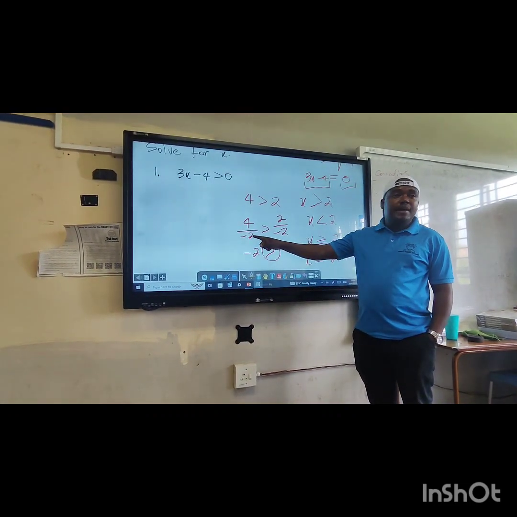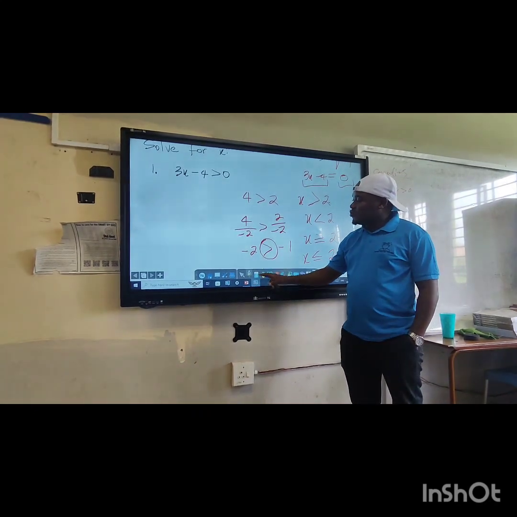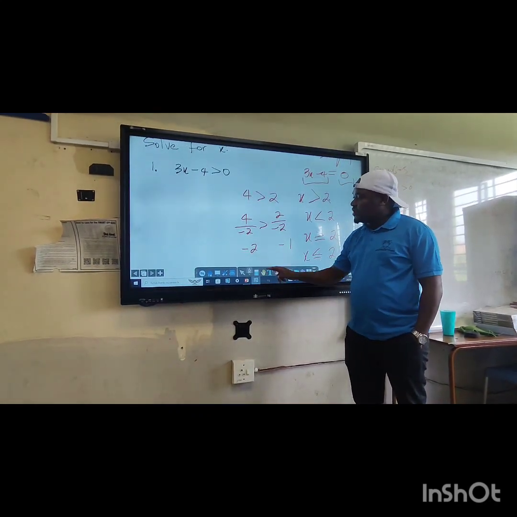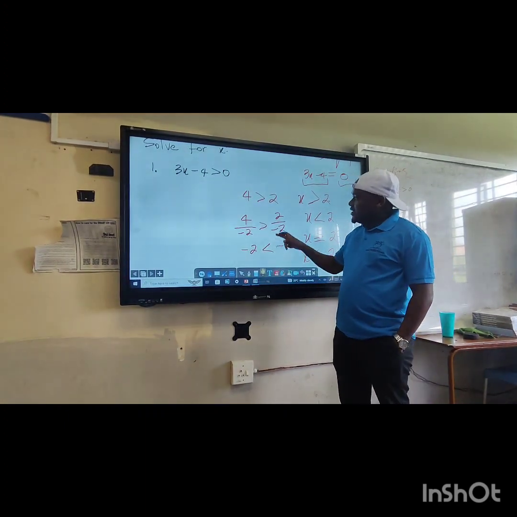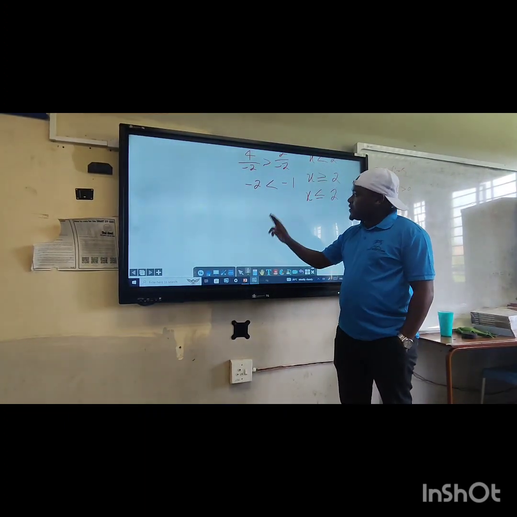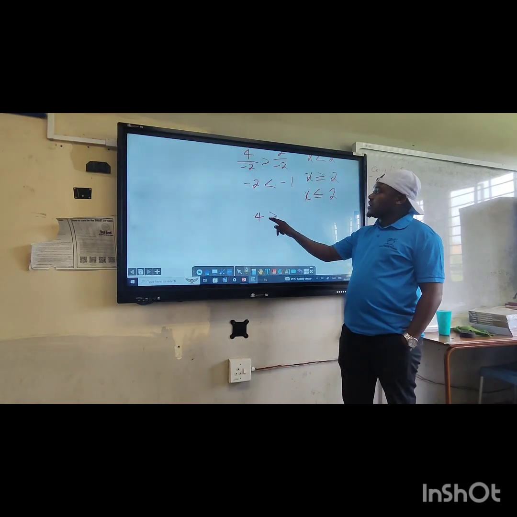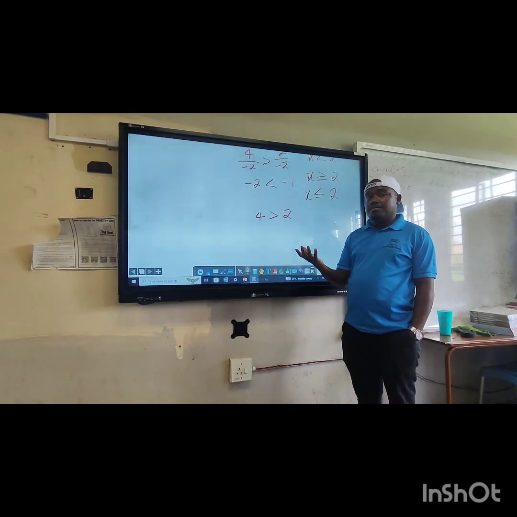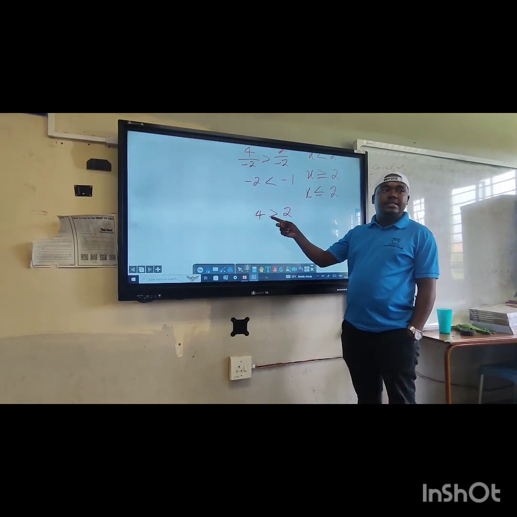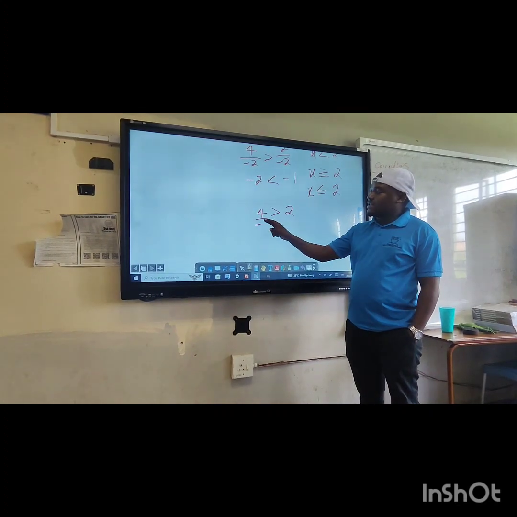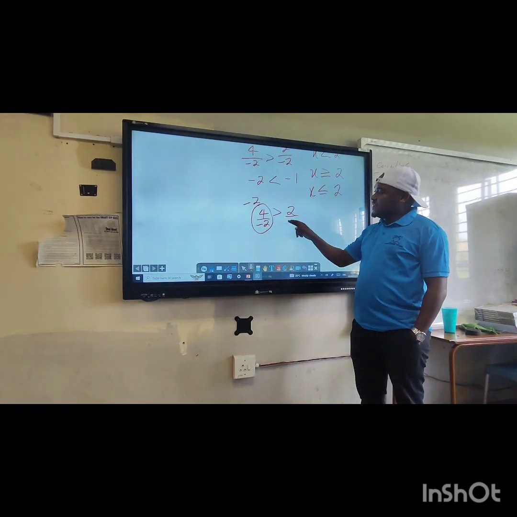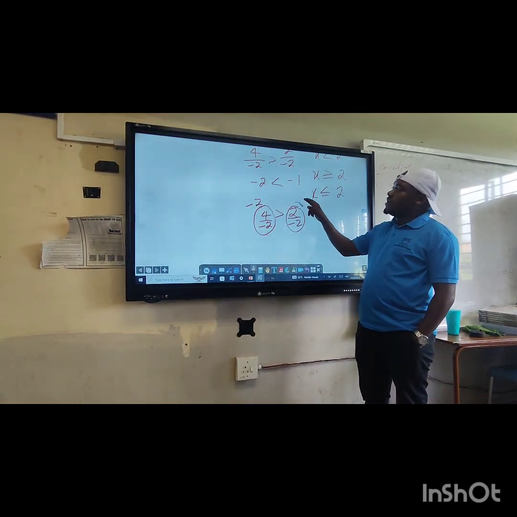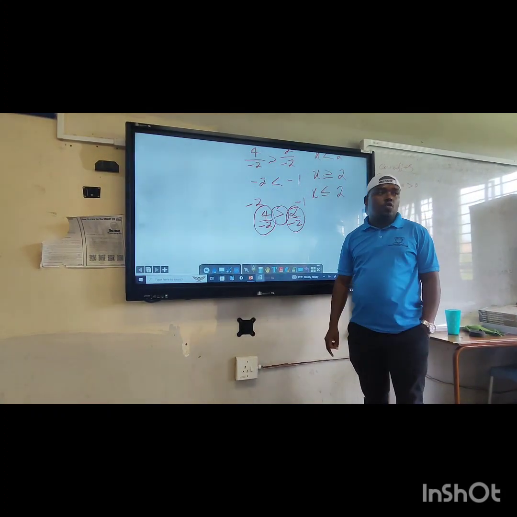Because I divided by a negative number, I needed to change the inequality sign so that it can face the other side. So I'm having 4 greater than 2. I'm dividing by a negative. I don't divide immediately. If I divide like this, it already became negative 2. And if I divide like this, it already became negative 1. But the inequality sign is wrong.